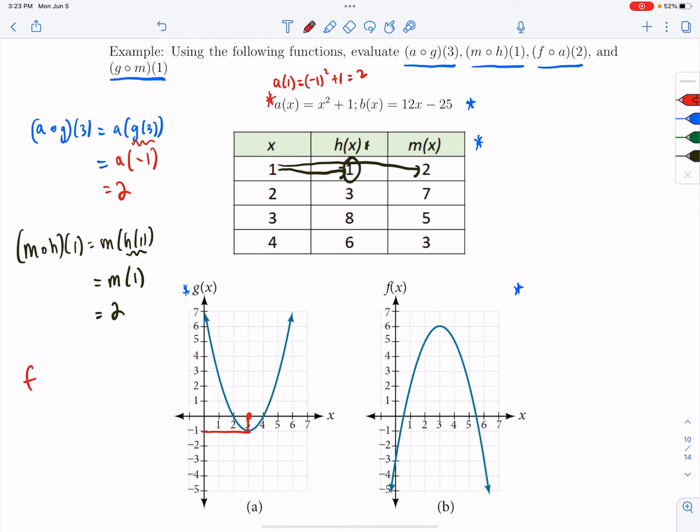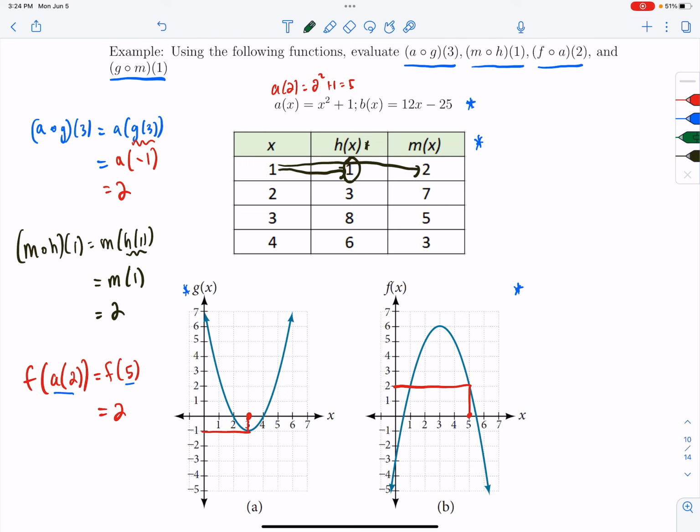Next, we have f of a of 2. A of 2 is up here, so it's going to be 2 squared plus 1, which is equal to 5. Now I'm going to have f of 5. The f function is this bottom right graph. I go over to 5, and that maps to a y value of 2. So f of 5 is equal to 2. Wow, what a coincidence. They're all 2 so far.